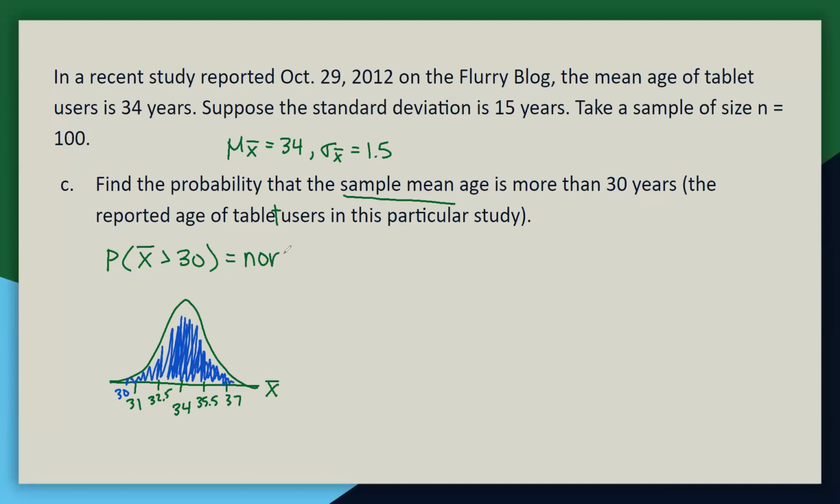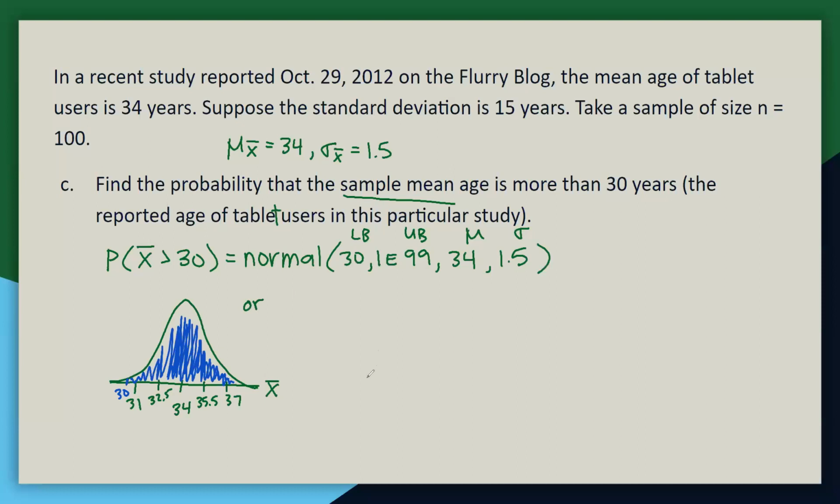So on a TI-84, we want lower bound, upper bound, mean, and standard deviation. For this one, our lower bound is 30, and our upper bound is infinity, so 1E99. Mean is 34. Sampling distribution standard deviation is 1.5.